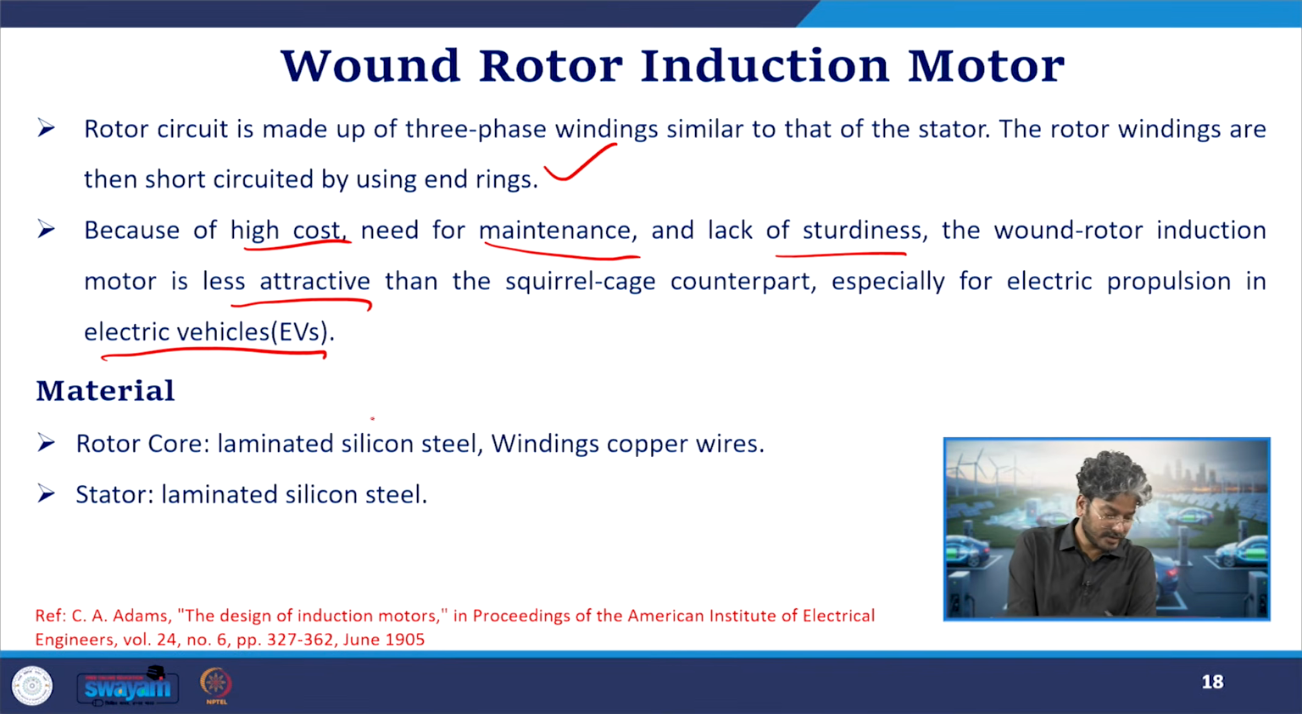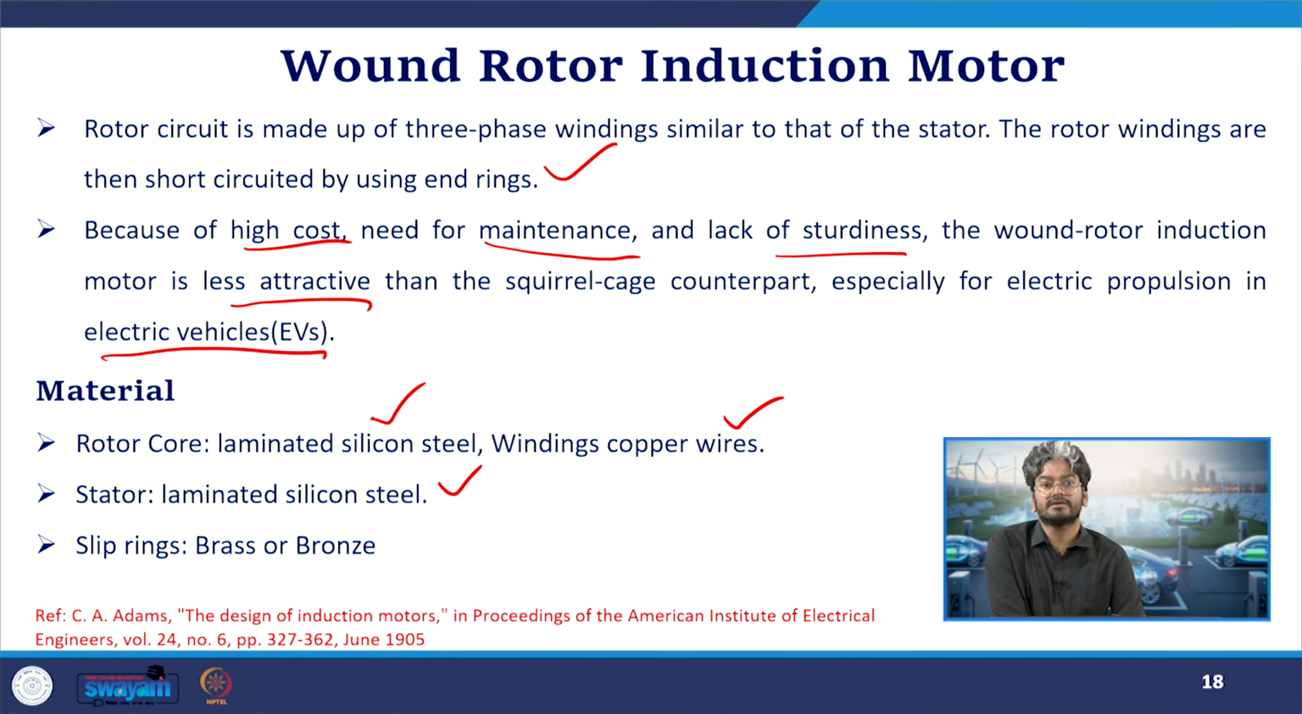So here also the rotor material will be laminated steel, and its windings will be made of copper wires. So in our squirrel cage we had copper rods, whereas in our wound rotor type we will have windings which will be made of copper wires. Here in this case, the stator will again be made from laminated silicon steel, and the slip rings will be of bronze or brass because of their mechanical performance, because the slip rings will be placed under the brushes, so they will be continuously moving with the rotor.